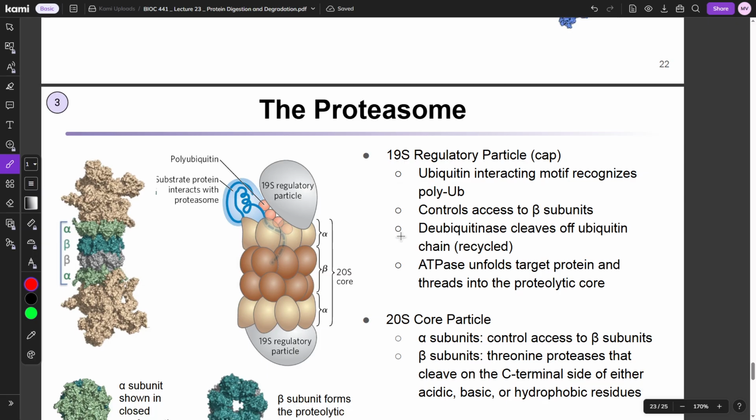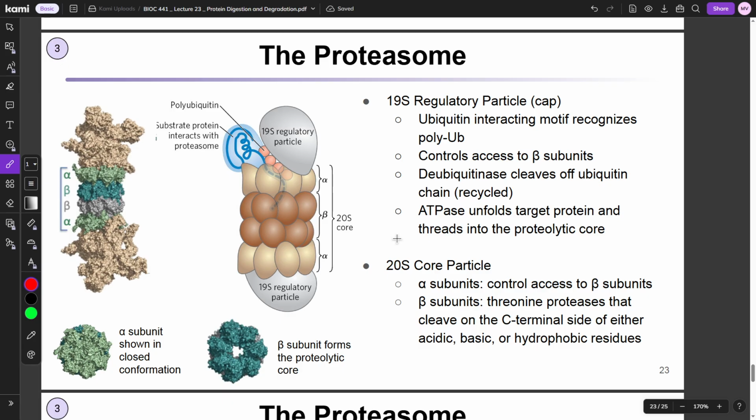The proteasome, this is the structure of it, basically. So we've got a couple different regions. We've got a 19S regulatory particle and a 20S core particle. You don't have to worry about S. What S means here, it's a measure of density, sedimentation time. Not important for the class.